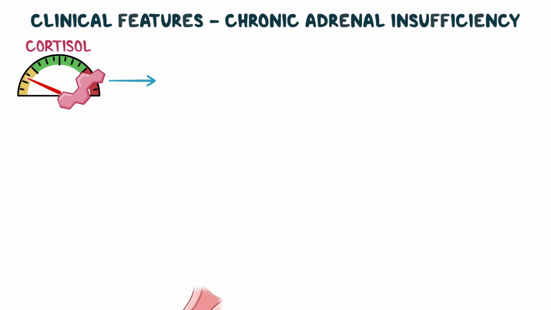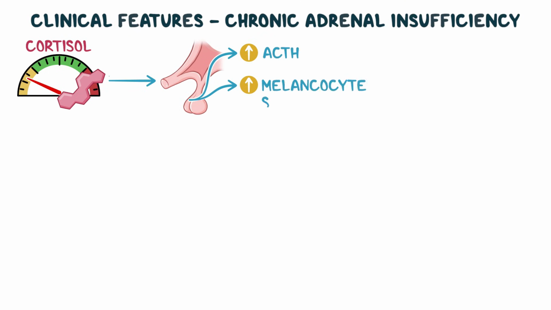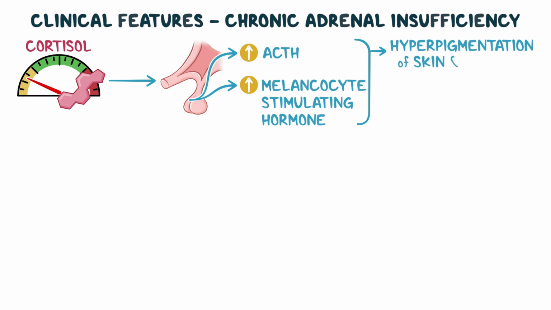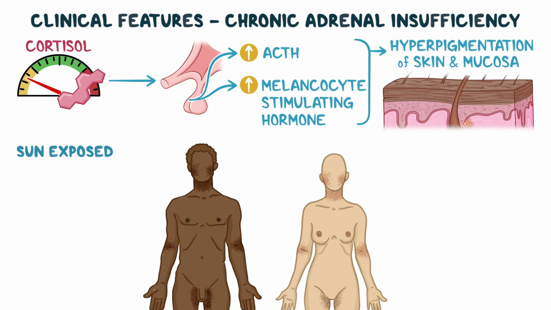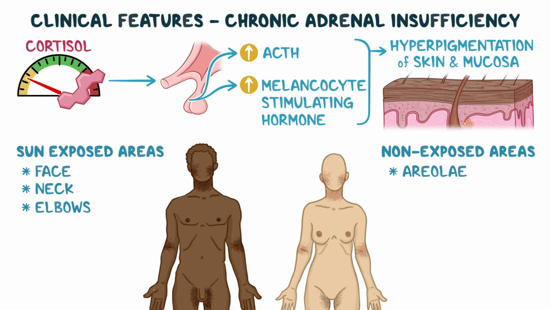Next, low cortisol levels trigger the pituitary gland to boost ACTH production, which shares the origin with melanocyte-stimulating hormone. So more ACTH means more melanocyte-stimulating hormone, which results in hyperpigmentation of the skin and mucosa. Typically, hyperpigmentation affects sun-exposed areas, including the face, neck, and elbows, as well as non-exposed areas such as the areolae and perineum.